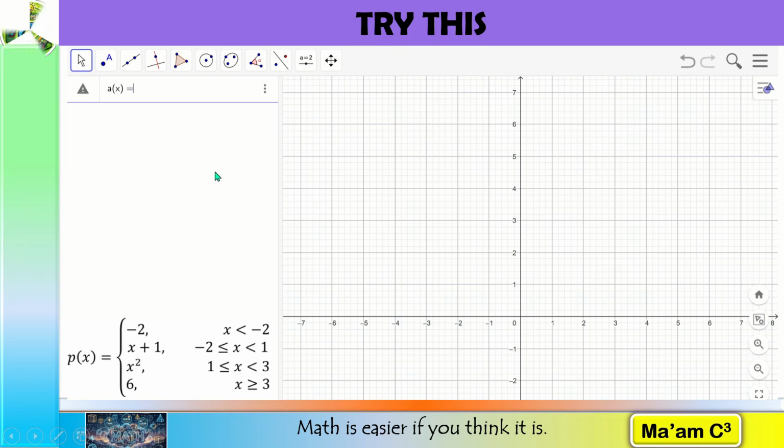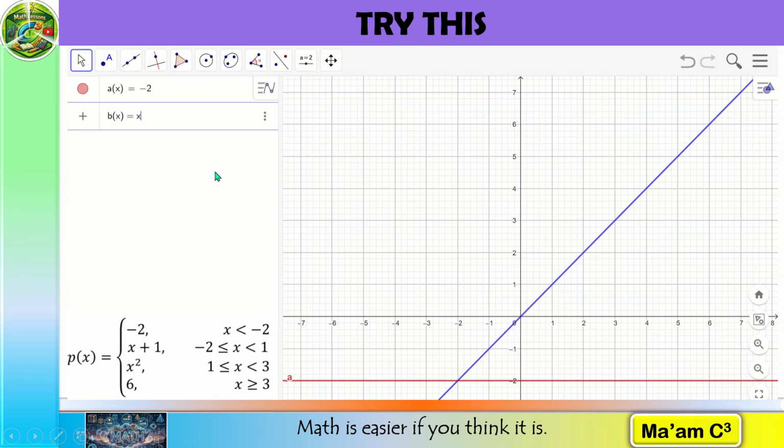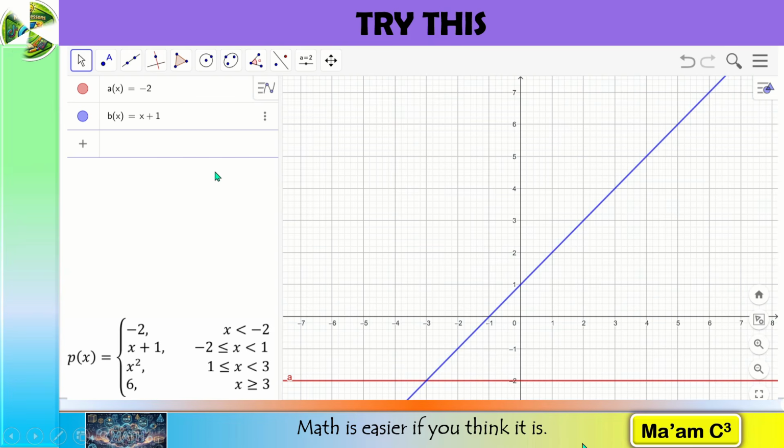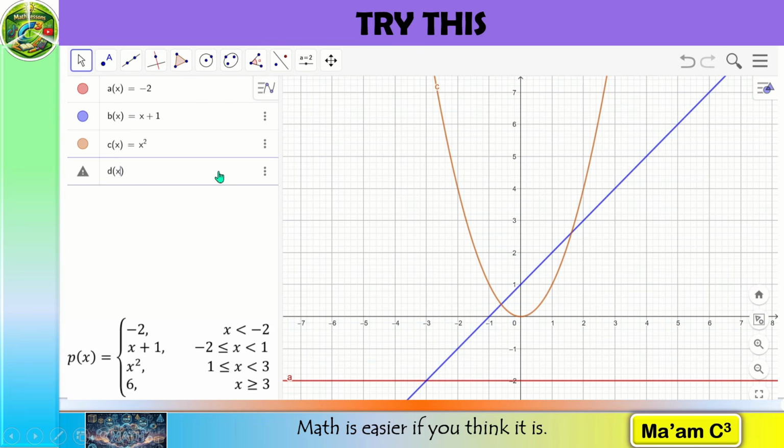So the first one, I'll use A of x equals negative 2. Next, B of x equals x plus 1. Next one, I'll use C of x equals x, press caret, and then 2, quadratic. Next one, D of x equals 6. Now I'm going to combine them all together. I'm going to use P of x.